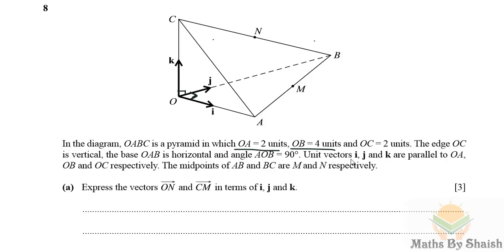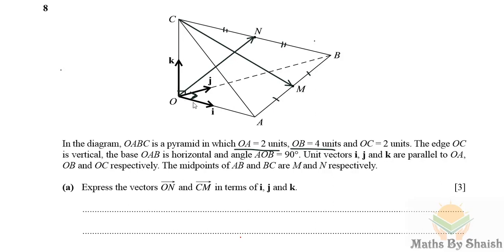And next, unit vectors i, j and k are parallel to OA, OB and OC respectively. The midpoint of AB is M, so these two are equal, and N is the midpoint of BC, so this would also be equal to each other. The first part is to express the vectors ON and CM in terms of i, j and k. So let me draw the vectors first. We can see the vectors, this is the ON vector and this is the CM vector. We are going to write it.